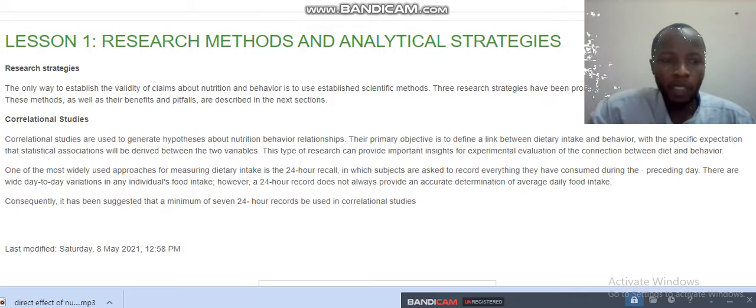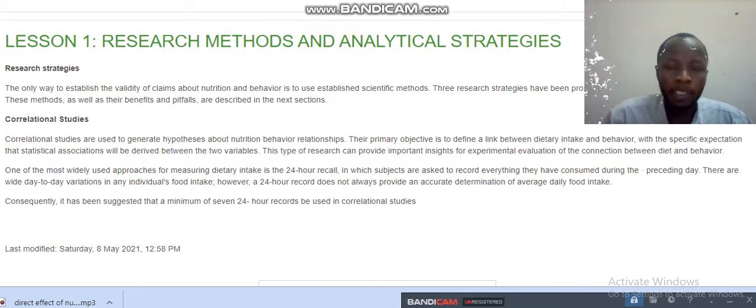So correlational studies are used to generate the hypothesis about nutrition behavior relationship. Even as the name suggests, it tests the relationship between variables. The primary objective is to define a link between dietary intake and behavior, with a specific expectation that statistical association will be derived between the two variables that are tested.